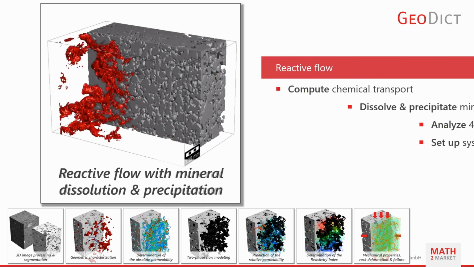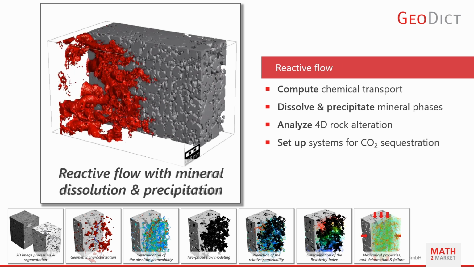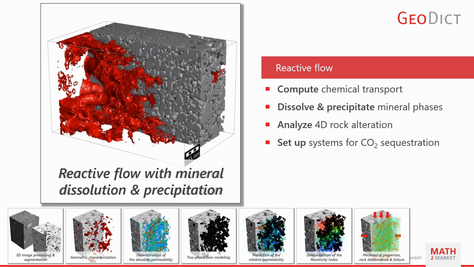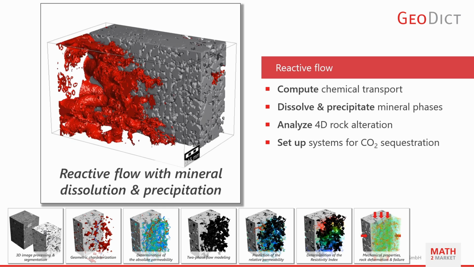In the framework of CCS, so carbon capture and storage, GeoDict's pore-scale reactive flow capabilities are facing a further increasing relevance for the industry. With GeoDict you may compute chemical transport in aqueous solutions. You may trigger local disequilibria and dissolve or precipitate mineral phases upon continuous injection of reactants. And as a result you may analyze and visualize in 4D the alteration of your digital rocks. Although CO2 injection is in its infancy, you may set up systems for CO2 sequestration based either on internal company knowledge or on available geochemical databases.